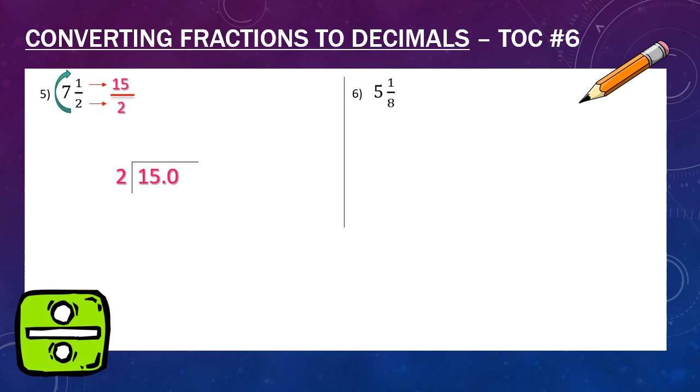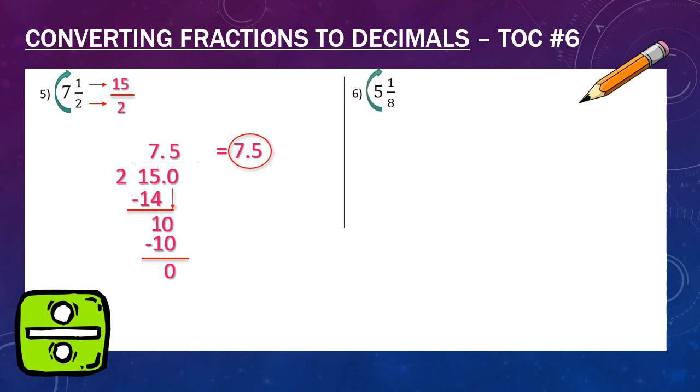2 goes into 15 7 times. Notice my 7 in front of the decimal point is the same as my whole number in front of my fraction. And then once I do that multiplication, I get 14. I have one remainder. Bring down your 0. 2 goes into 10 5 times. That gives me a remainder of 0 once I subtract. Very good. Okay, my answer is 7.5.